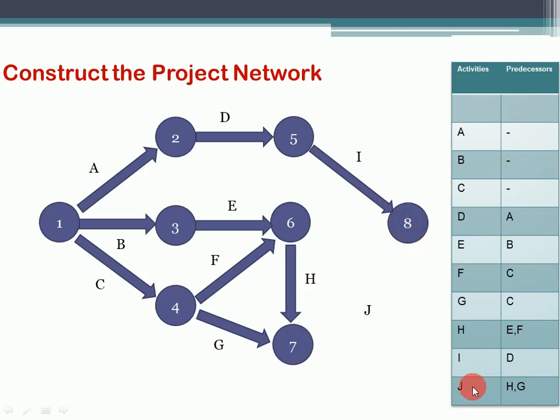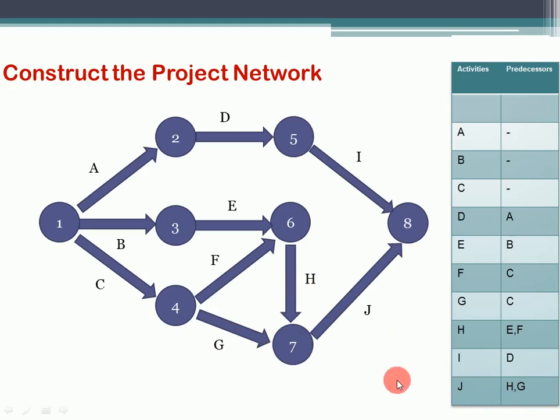And our last activity J is having two predecessors, H and G. So where H and G are ending, J has to be started. So H and G are ending at 7 and J will start from node number 7 and it will end at node number 8 because we don't have any activity left. So this has to be ended at node number 8.